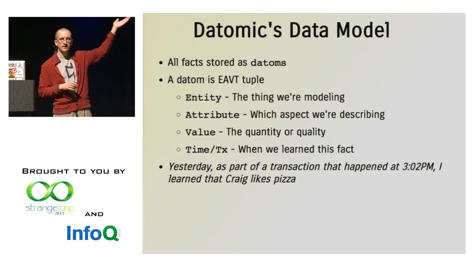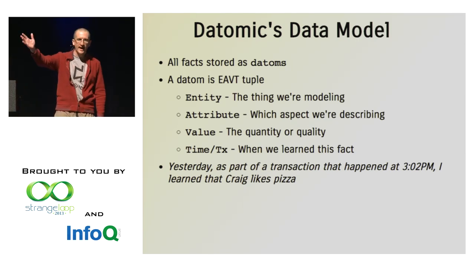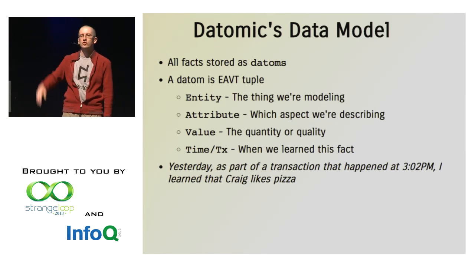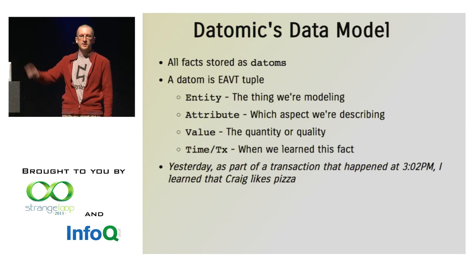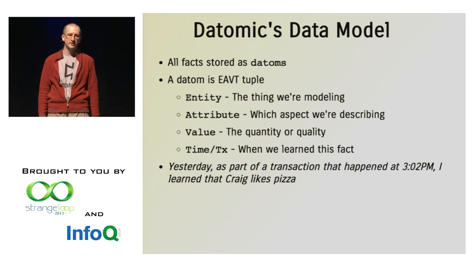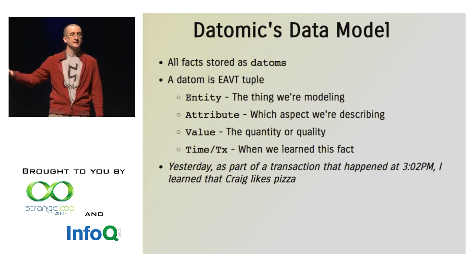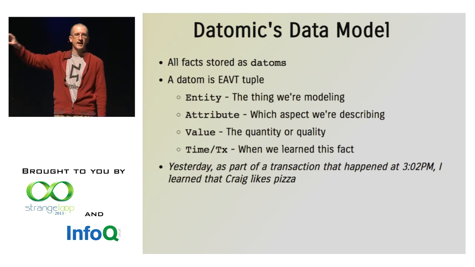So here's an example. Yesterday, as part of a transaction that happened at 3:02 p.m., I learned that Craig likes pizza. What's the entity? Craig. What's the attribute? Things that he likes. And what's the value? Pizza. And then there's a time or a transaction.